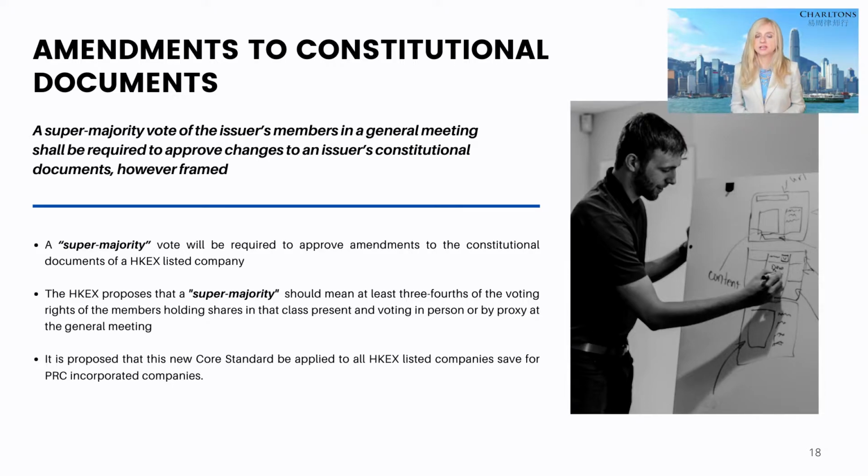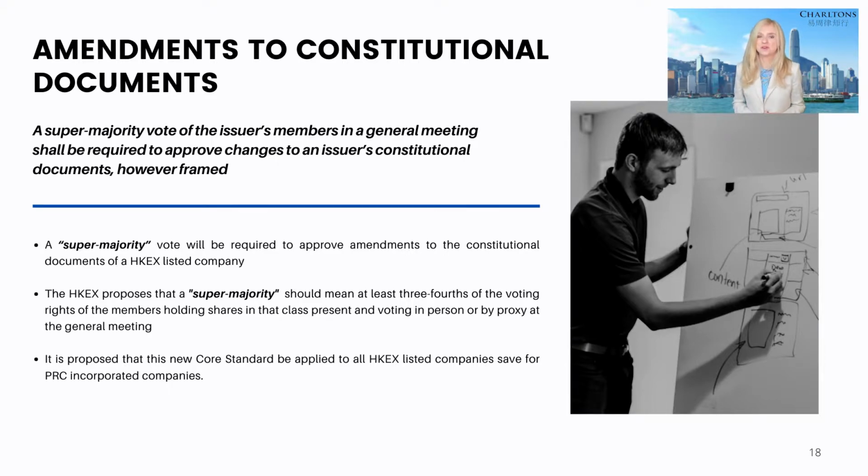The Hong Kong Exchange is proposing that the threshold for a supermajority vote should be a 3/4 majority of the voting rights of members present and voting in person or by proxy, so as to align it with the current requirements for companies incorporated in Bermuda, the Cayman Islands, and Hong Kong. The current requirements for PRC companies under the mandatory provisions require a 2/3 majority vote for amendments to the constitutional documents. These will be maintained.